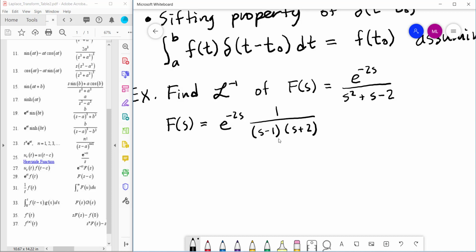Let me just double check. I'd get s squared plus 2s minus s. That gives me the plus 2 minus 1 gives me a coefficient of positive 1. And then the negative 1 times the 2 gives me the negative 2. So here's my factorization.